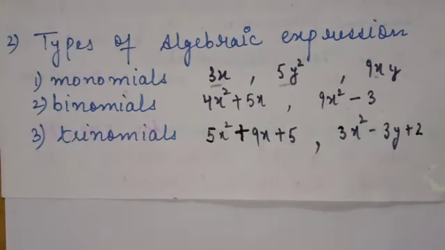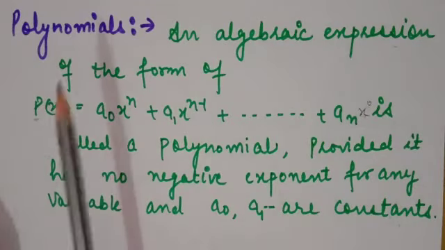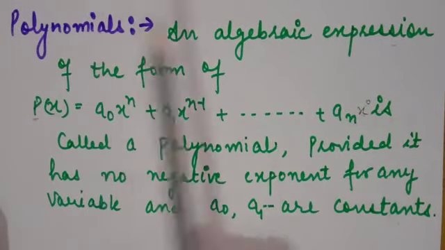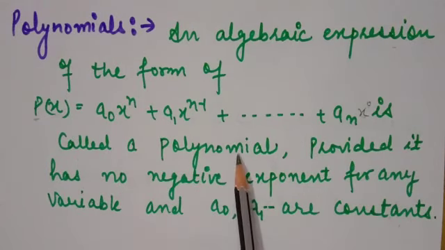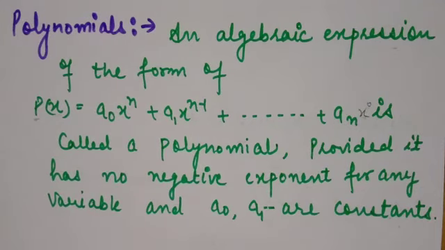Next, students, once again we will discuss the definition of polynomial. An algebraic expression of this form is called a polynomial, provided it has no negative exponent for any variable. What is the meaning of this line now? The meaning of this line is that all the algebraic expressions we have considered so far have only whole numbers as the exponent of the variable.